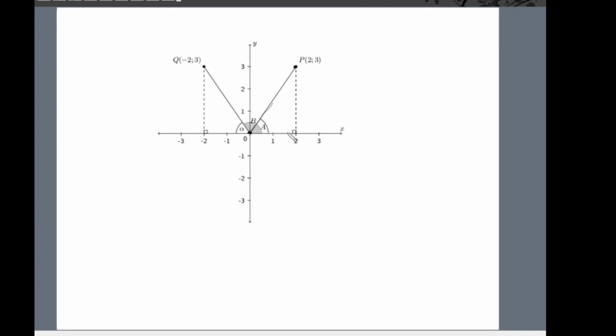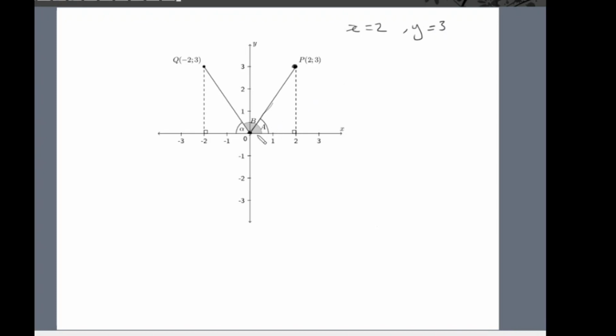Always when we are measuring angles, we measure the angle between the line and the positive x-axis. So if we have this line and we rotate it anti-clockwise, the angle that we measure will always be between that line and the positive x-axis, right? Now we have a point P with coordinates 2 and 3, meaning x is 2 and y is 3, right? x is 2, y is 3.